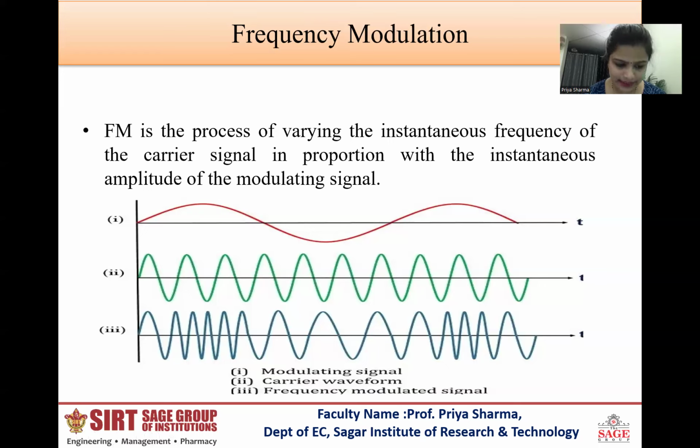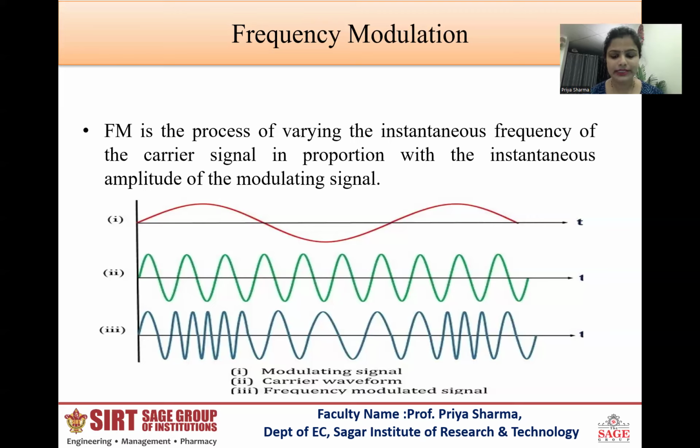Now, what is frequency deviation? Frequency deviation is the maximum departure of the instantaneous frequency of the FM wave from the carrier frequency. And the modulation index of FM is given as the ratio of the frequency deviation to the modulating frequency.